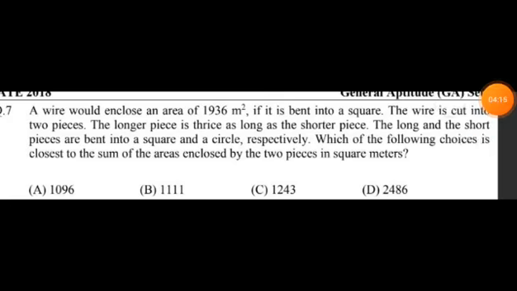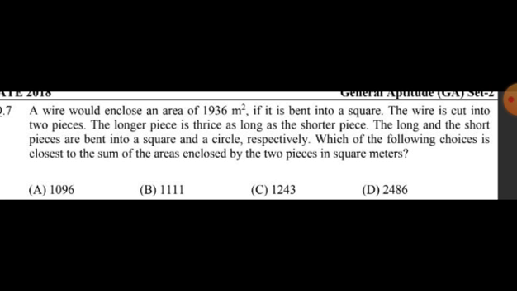Okay, now let me enter into the task 4 questions. This is the first question, which is from general aptitude. This is a very interesting question, because if you visualize it, it will be more interesting. The question is: a wire would enclose an area of 1936 meter square if it is bent into a square.